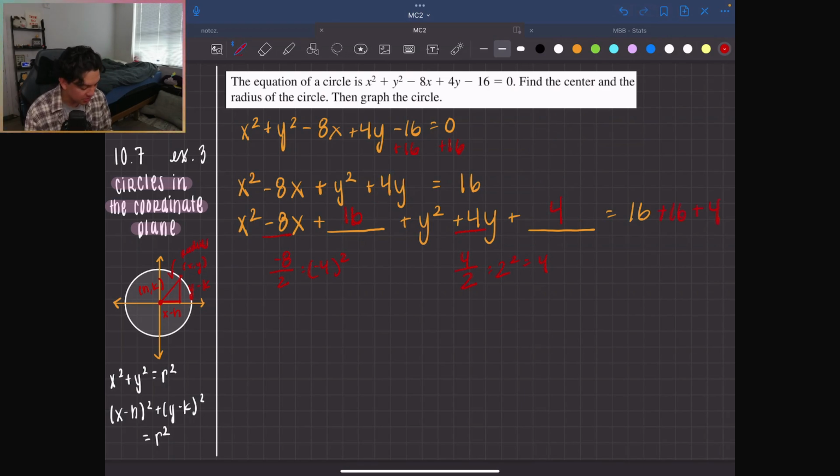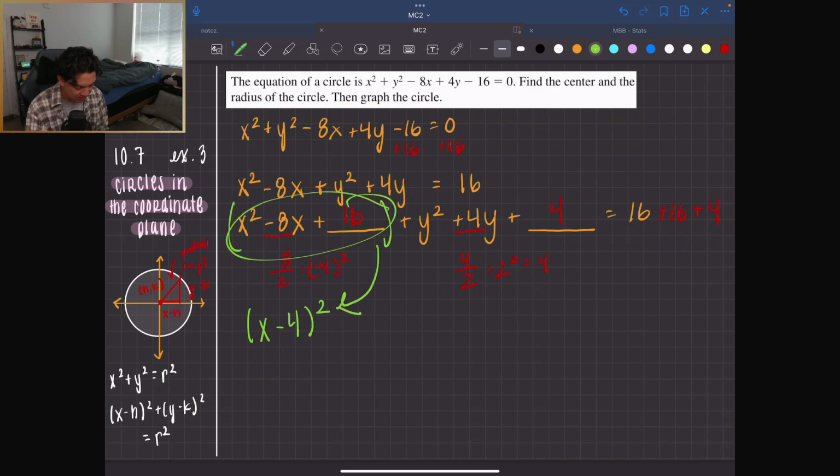So now watch this. If we group this together, our x squared minus 8x plus 16, can we factor this to make it look like x minus h squared? And the answer is yes, we can. So x squared minus 8x plus 16, if we were to factor this, it is going to be x minus 4 squared. So this now becomes this, right? We just simplified it. We factored it.